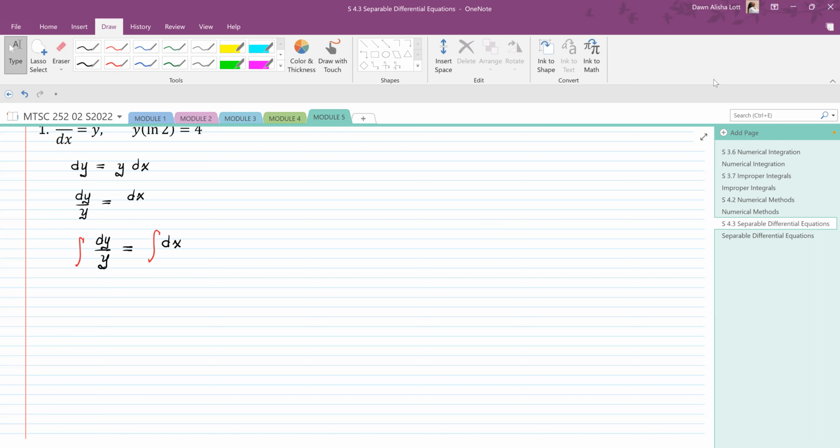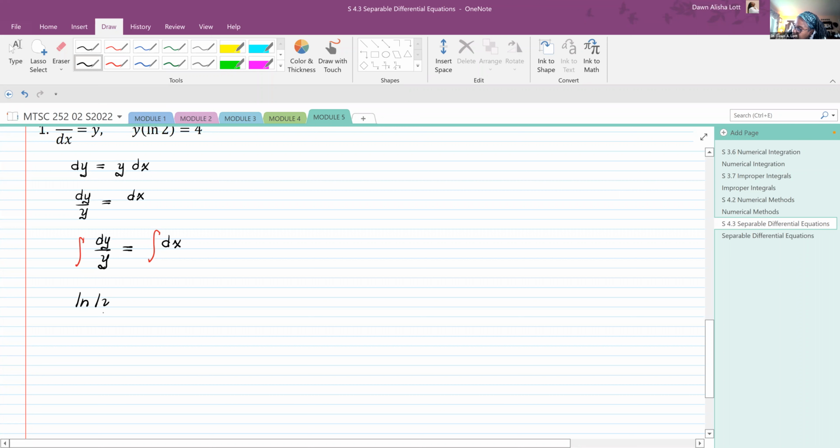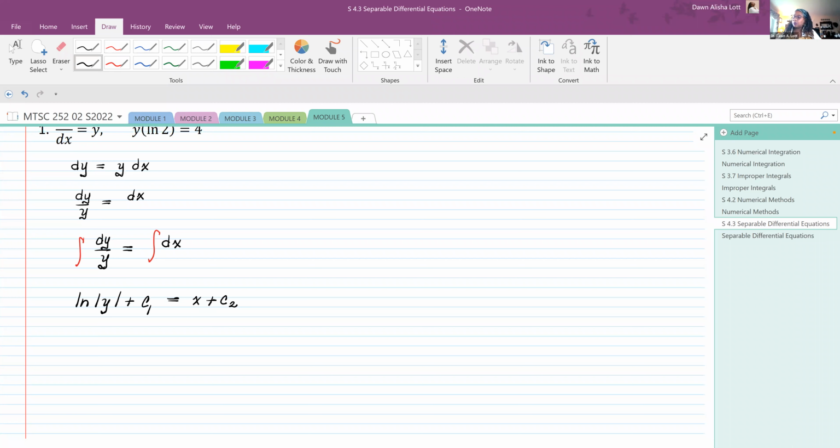Natural log of y, of the absolute value of y. Good, the natural log of the absolute value of y, and I get a plus c, constant. And on the other side, I just get x plus a different constant. Now, this is where I'm only going to do this one time. And then after this, you'll see that I don't need to do it again.